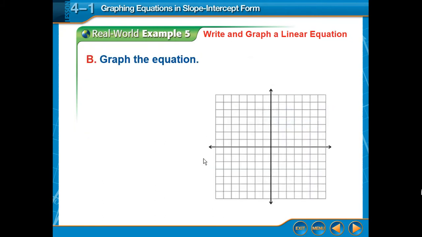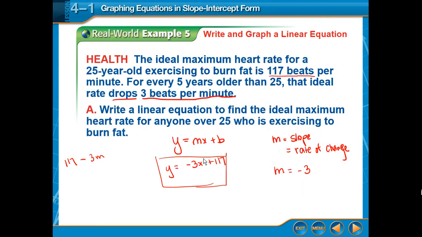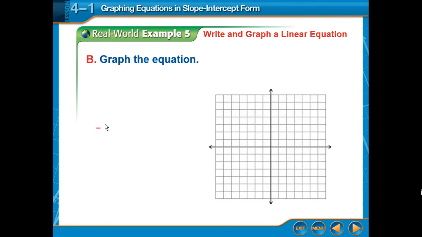Okay, so we want to graph that equation. Our equation was -3x plus 117. So again, our intercept is 117. So let's say that these are going by 20s: 20, 40, 60, 80, 100, 120. 117 is going to be about there. And we'll say that these are going by 1, 2, 3. Well, no. This is not the best graph for this problem.